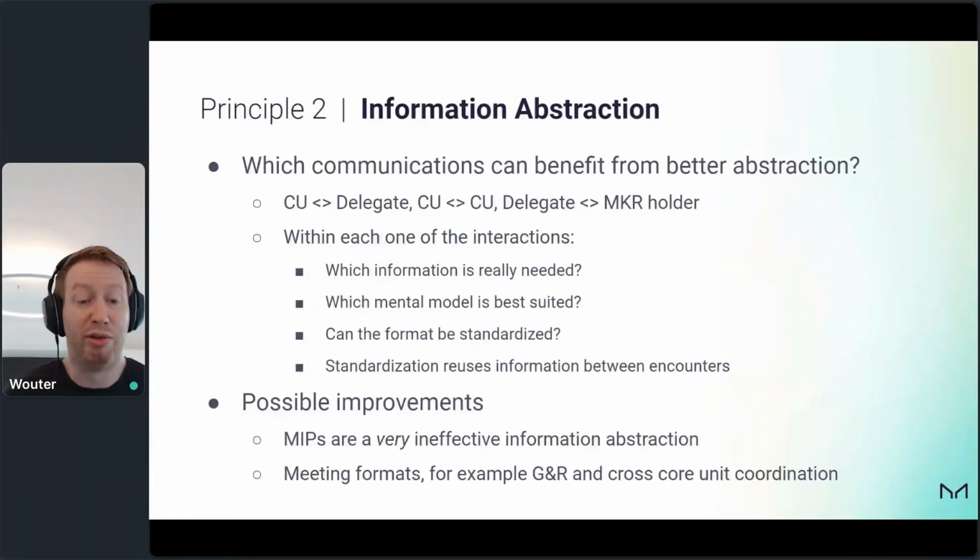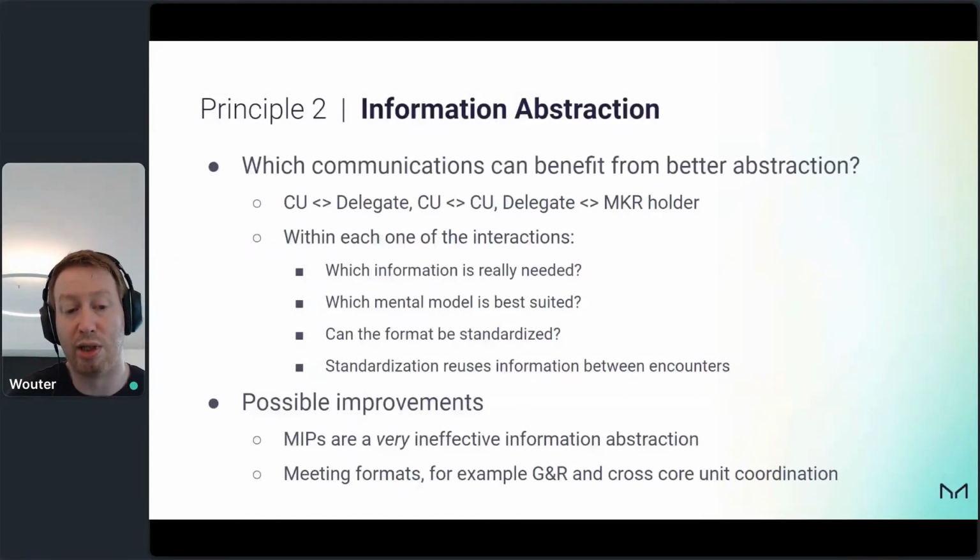Maker improvement proposals have been very successful in organizing how we work, but I've grown more and more concerned about how ineffective they are as an information and communication tool. If you read any MIP and ask yourself, as a delegate, as another stakeholder, which information is really relevant for you, then we will find that there's a whole bunch of information that is probably not relevant, and the information that you do require may not even be there.